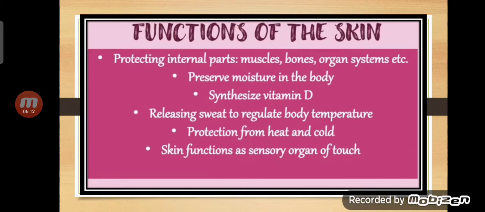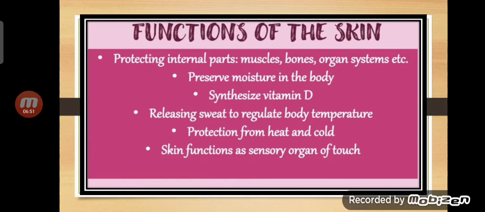It also helps to retain moisture in the body. What else does skin do? Skin also synthesizes vitamin D. When the skin is exposed to sunlight, it synthesizes vitamin D. What does the skin do? The skin releases sweat for what? To regulate the body temperature. Body temperature should be maintained. For that, the sweat is released from the body.